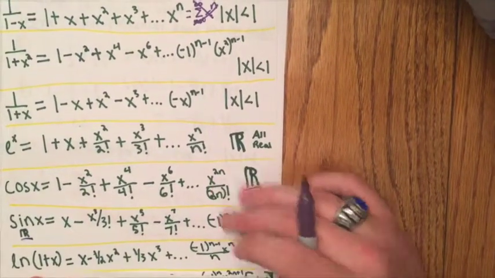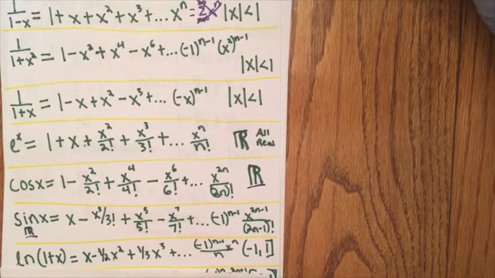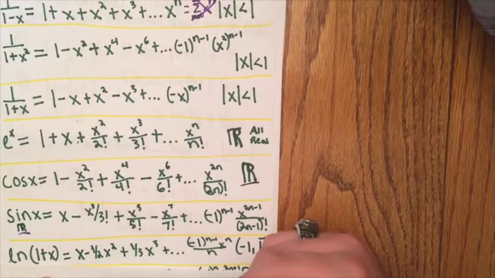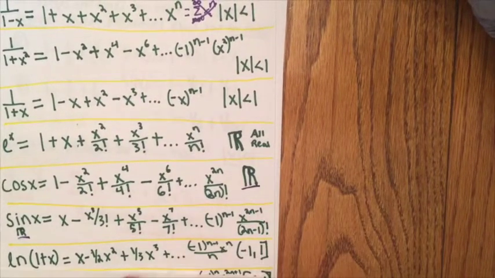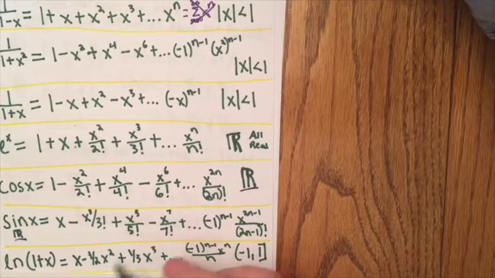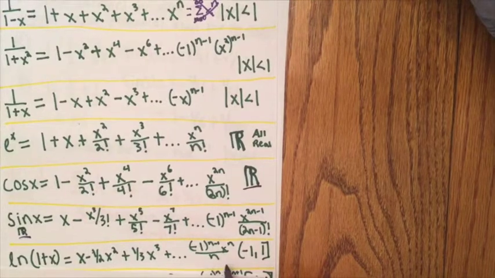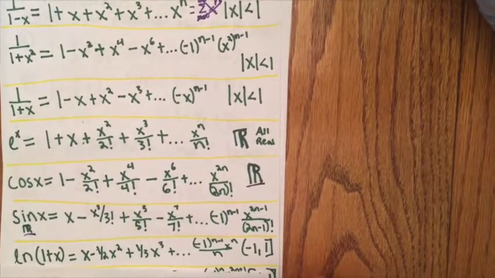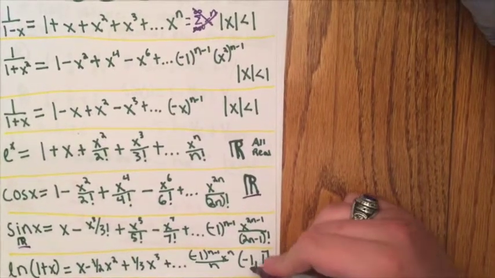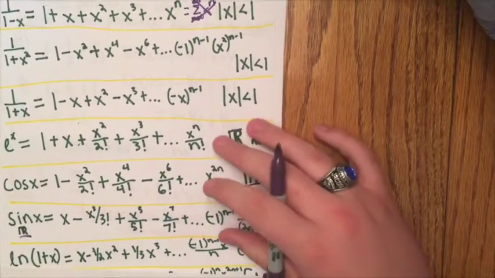Our next series is ln of 1 plus x, which, if you look at it, is just the integral of 1 over 1 plus x. That's an easy way to remember ln of 1 plus x, which is x minus 1/2 x squared plus, and so on, negative 1 to the n minus 1 x to the n all over n. But this has a weird interval of convergence, with negative 1 open to 1 closed.